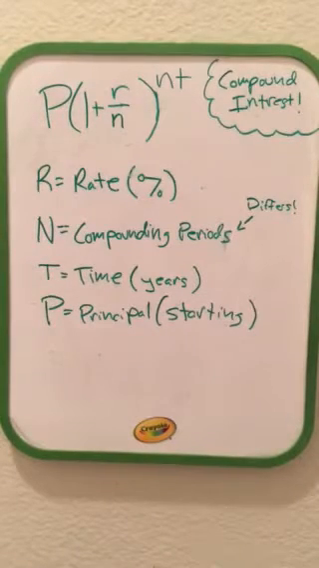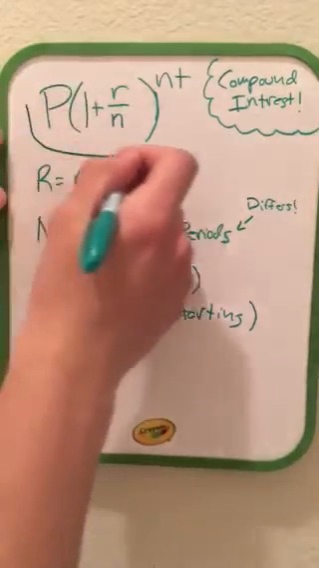Alright guys, today we're going to be talking about compound interest. This term is used a lot with banking and loans and money. But right here we have the parent function. This is the parent function right here.